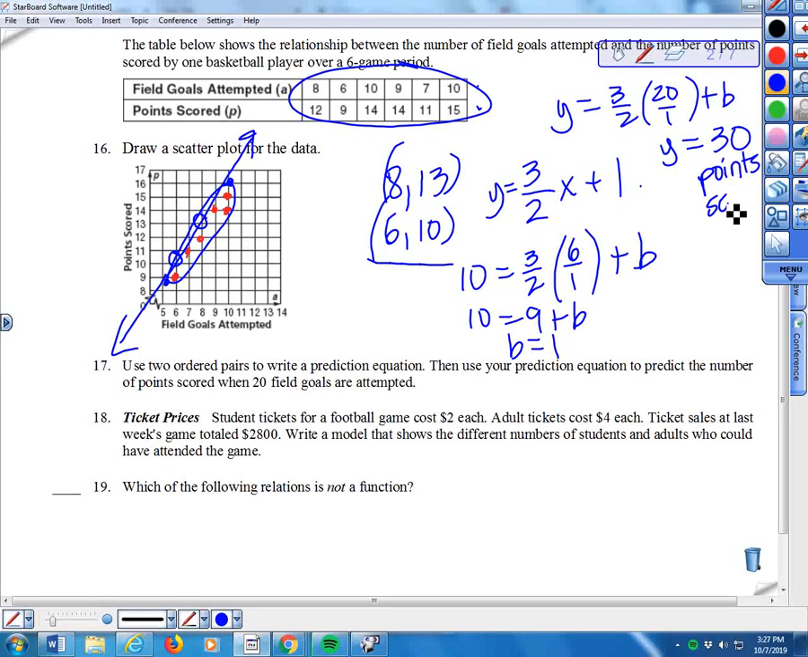You guys don't have to have the exact same equation. I'm not grading on the equation. I'm grading on the process. I want to see that you showed me the 2 points you found. I want to see that you found the equation. I want to see that you plugged in 20. Then I know you understood that concept.